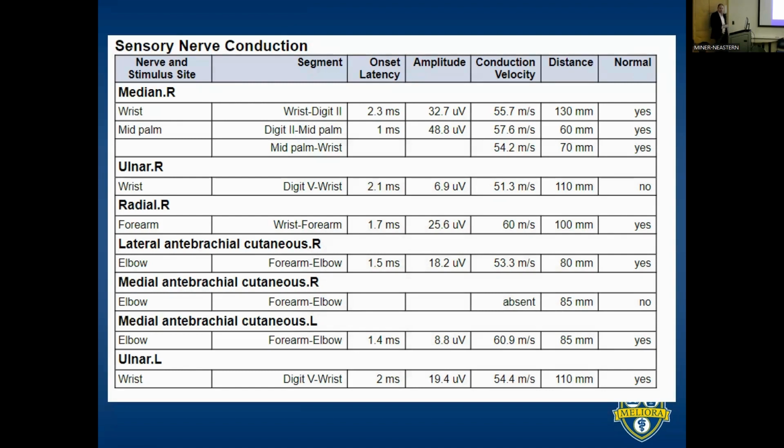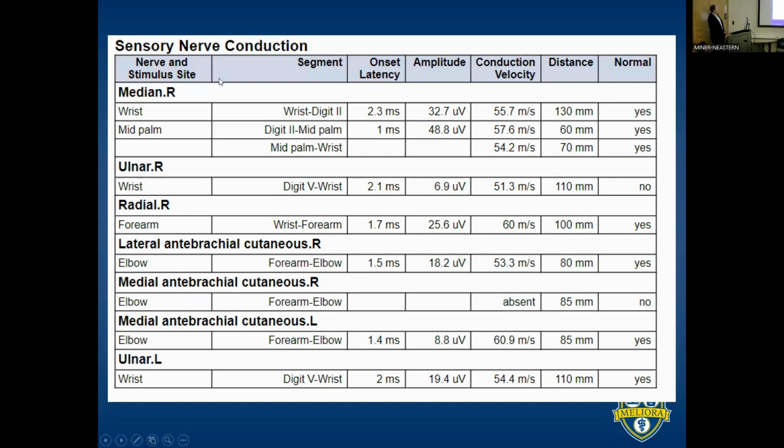And that's similar with EMG and MRI of the brachial plexus. If you just order it in everyone, it's going to be confusing, but when you have a targeted question to answer, do they have loss of function at their brachial plexus? It is a much more helpful confirmatory test. So what do we see here?